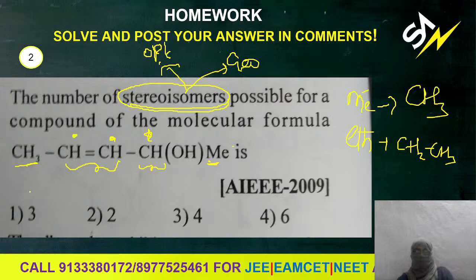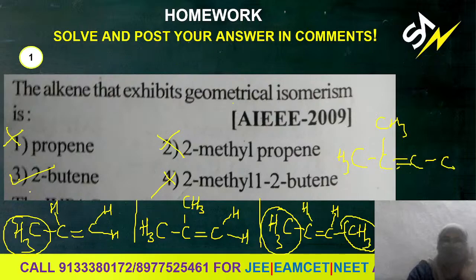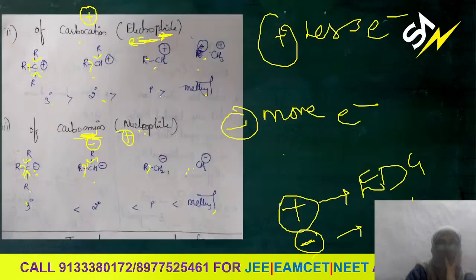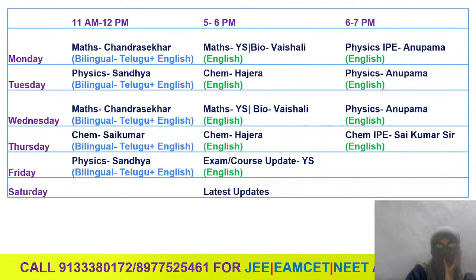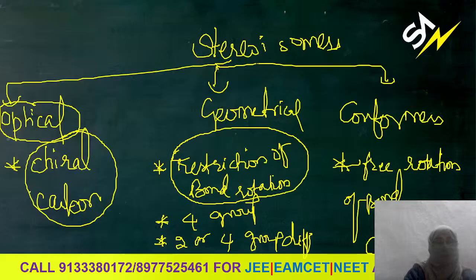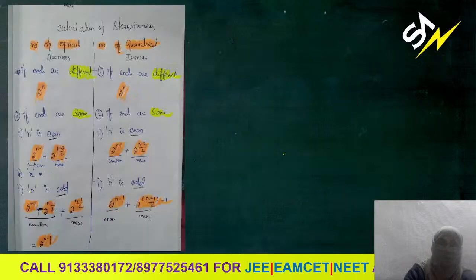Any doubts so far about all this? So let me just go back to the starting of the class. We have discussed geometrical conformers. I just wrote the criteria. I summed up all the criteria for the stereoisomers on one side. You also do one thing whenever you're writing the notes. You also write the criteria together for stereoisomers. It will be helpful for you. Also, these formulas are very, very important.